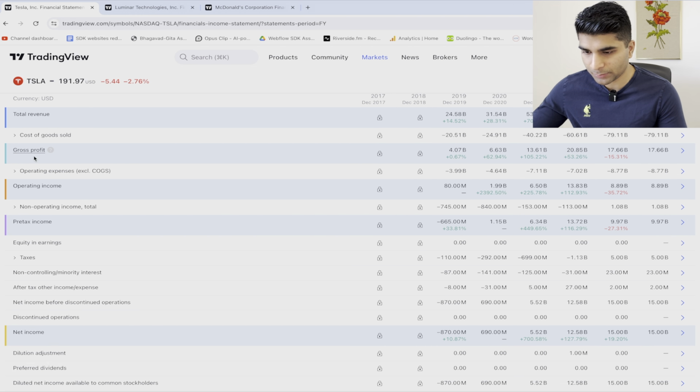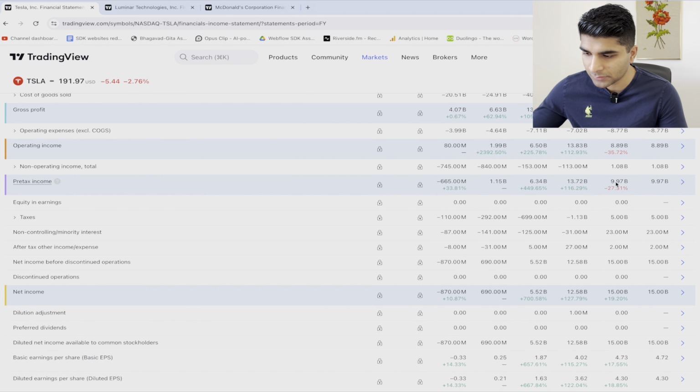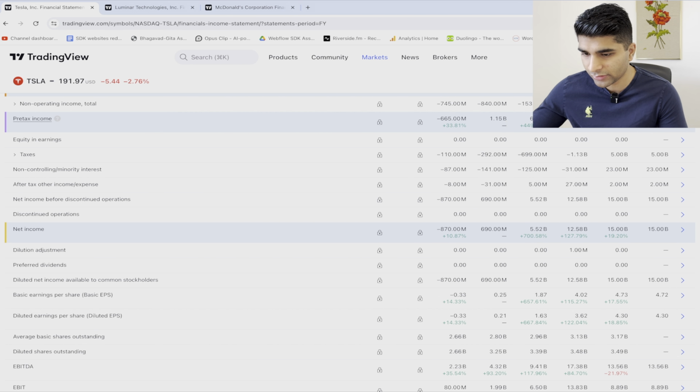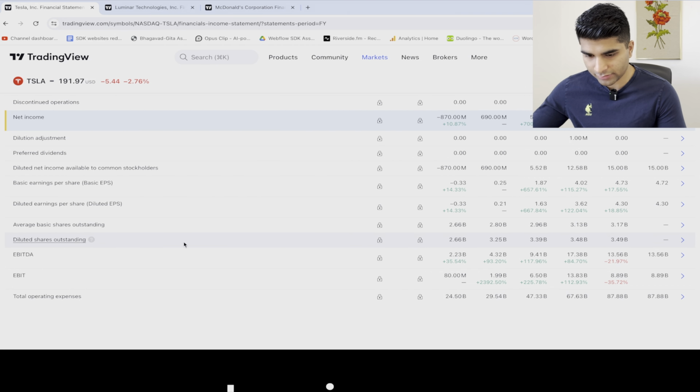Next metric would be gross profit. It's at 4, 6, 13, 20, 17. So the company is profitable essentially. So this is a great sign as well. Operating income is good as well. It's increasing, it's positive, which means they're making money. Pre-tax income, same, they're making money here. They were losing money here, but they have recovered, which is a good sign. Net income, that's a good sign. And EBITDA is a good sign.